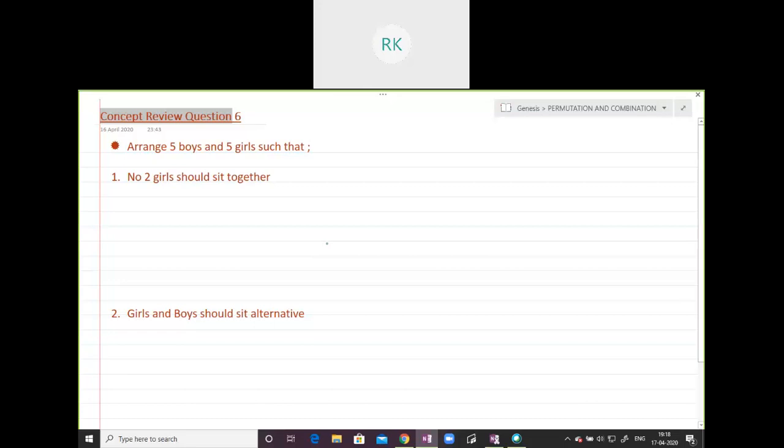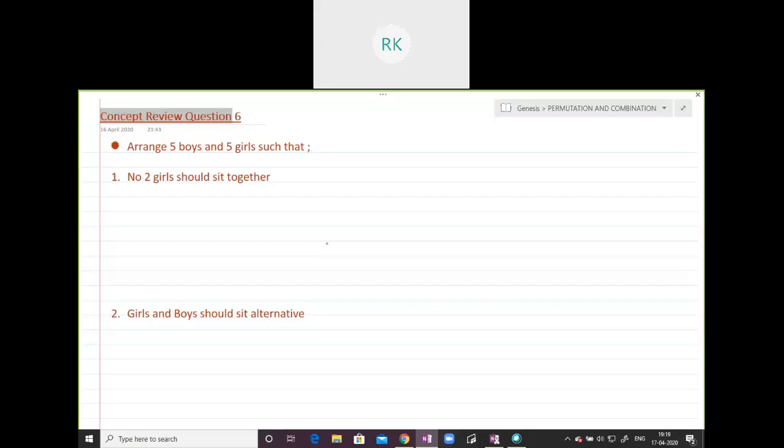Arrange 5 boys and 5 girls such that no 2 girls should sit together. Right? Ajay, look at the second question also. Girls and boys should sit alternately. Ajay, can you tell me whether these two questions are the same or different? Both questions are the same. Are these questions the same or different? Bhavna is telling different. Wonderful, Bhavna. Then if you understood, try solving it. Dhanush, it is not the same, my dear.